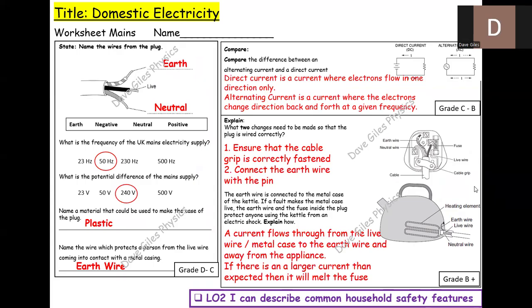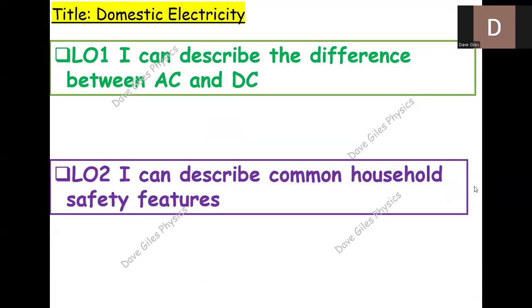Okay. That's it for today's lesson. So now you should be able to describe the difference between AC and DC and describe common household safety features such as fuses and earth wires, and they're the main two you should be able to describe.